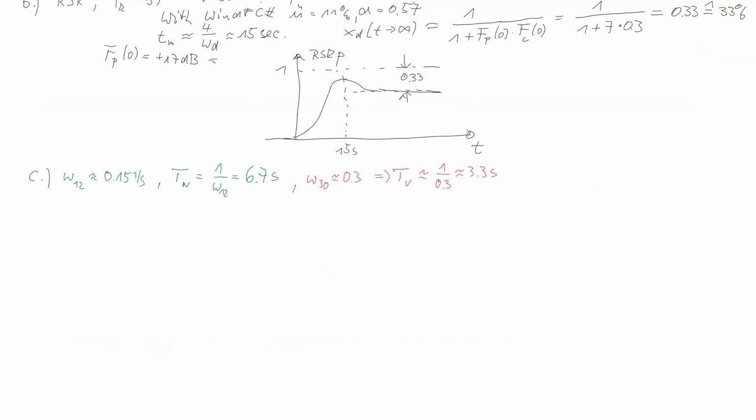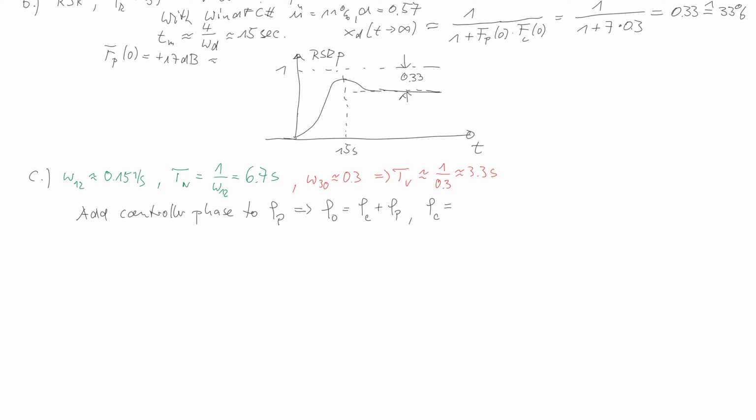What we have to do now is add the controller phase to the phi process. So this gives the open loop phase, which is phi c plus phi p. Phi p is given in the Bode plot, and phi c can be calculated.